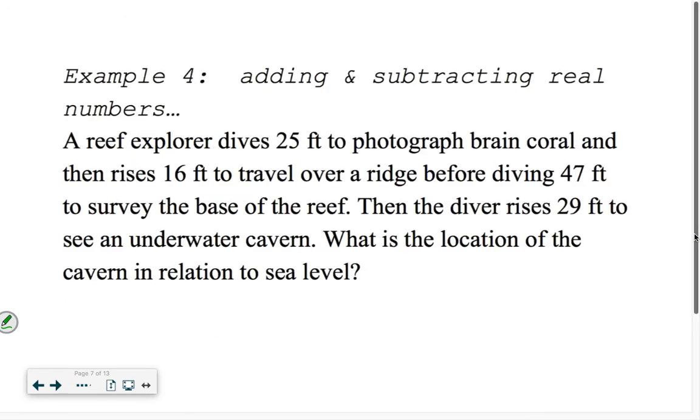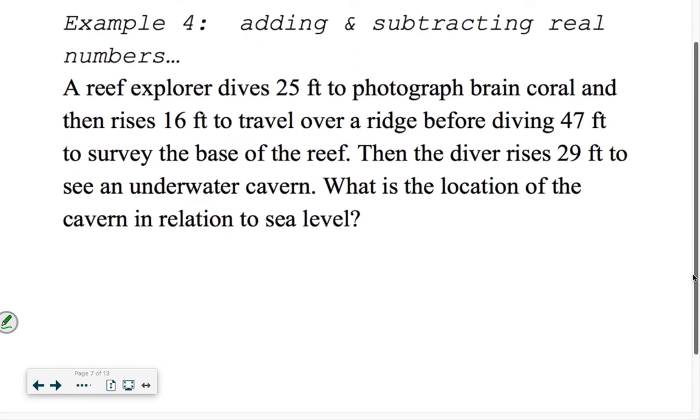Alright, adding and subtracting real numbers. So this is just making sure you can interpret the words on things. Okay? A reef explorer dives 25 feet to photograph brain coral and then rises 16 feet to travel over a ridge, before diving 47 feet to survey the base of the reef. Then the diver rises 29 feet to see an underwater cavern. What is the location of the cavern relative to sea level? Okay?